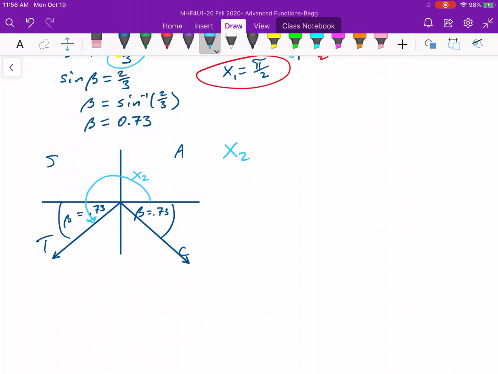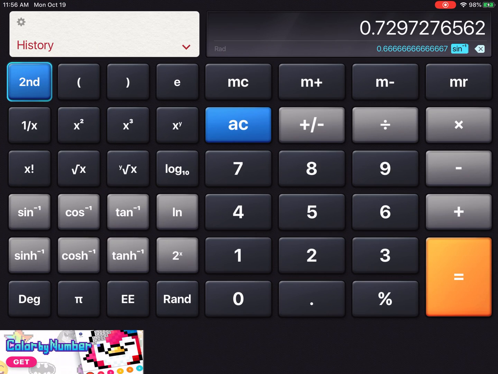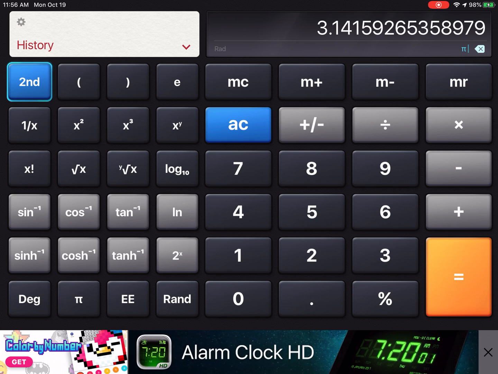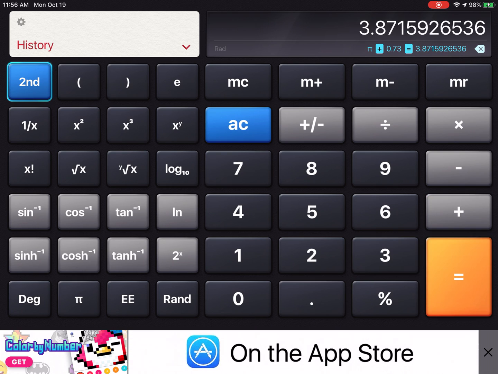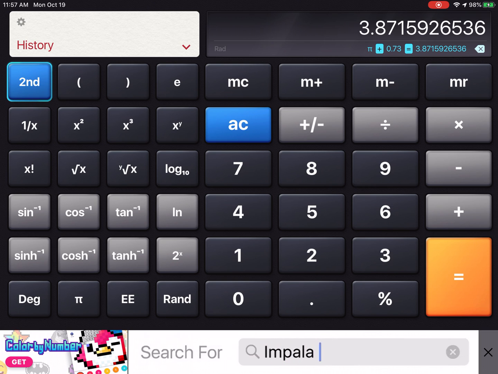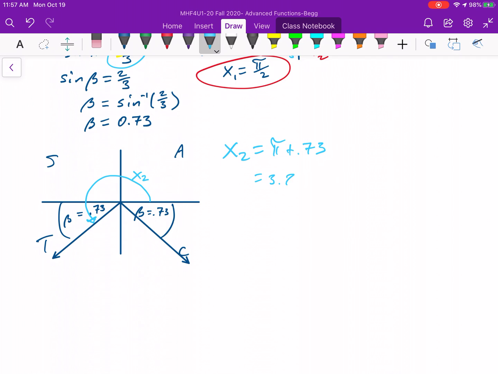x2 is going to equal pi, because from here to here, half a circle is pi, plus 0.73, and therefore x2 is going to be pi plus 0.73. Pi plus 0.73 equals 3.87. That is another answer, another solution.